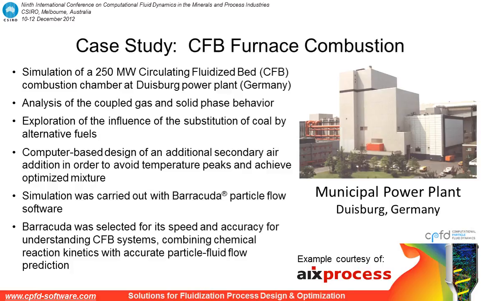This next case shows a simulation of a circulating fluidized bed combustion chamber of 250 megawatts located at the Duisburg, Germany municipal power plant. This simulation was intended to study the combustion kinetics for the coal-fired power plant and also explore the influence of substituting 25% biomass material for the coal that's normally burned in the plant. Barracuda was selected for its speed and accuracy in understanding CFD systems, and also because it combined the chemical reaction kinetics with an accurate model of the particle fluid flow.